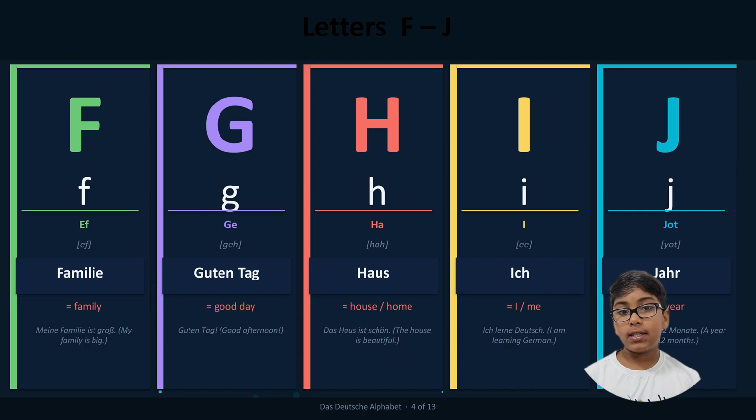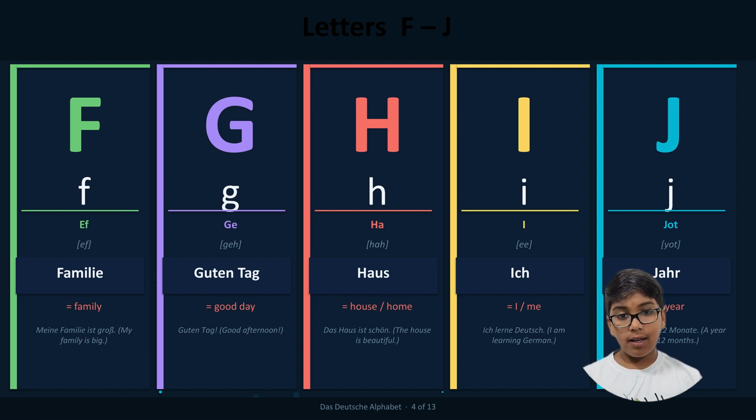I, pronounced ee, like the E sound in the English word see. Now here's a word you will use all the time in German. Ich. Say it. Ich. It means I, as in talking about yourself. Ich lerne Deutsch. I am learning German. You can say that sentence right now because it is completely true. You are learning German right now in this video.